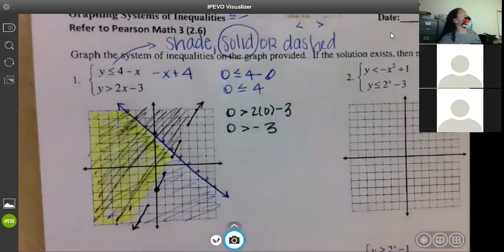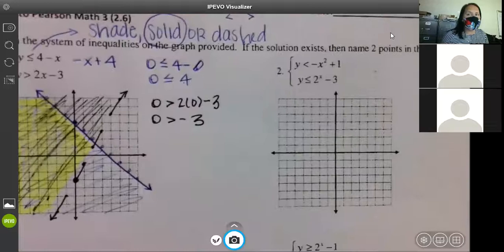Now these are 2 linears. What you're going to see is we're going to work on nonlinear. So we're going to have quadratics and exponentials and absolute values. So remember how to graph those. We're going to go back to Unit 1 and how to graph those.